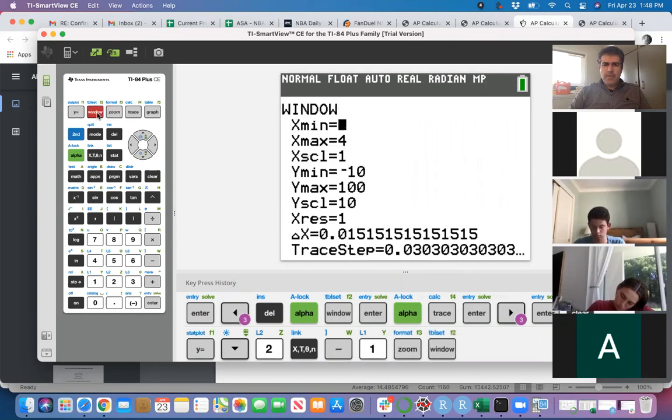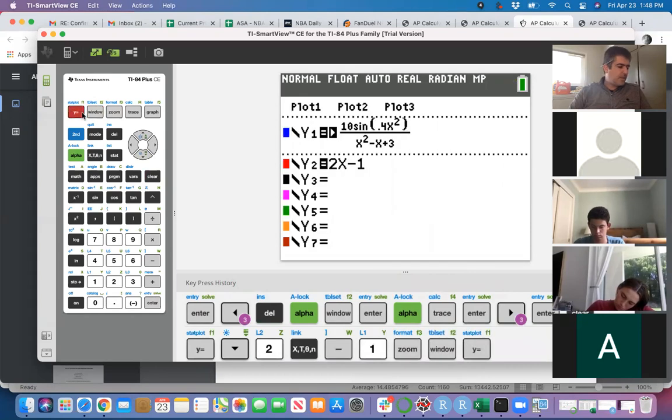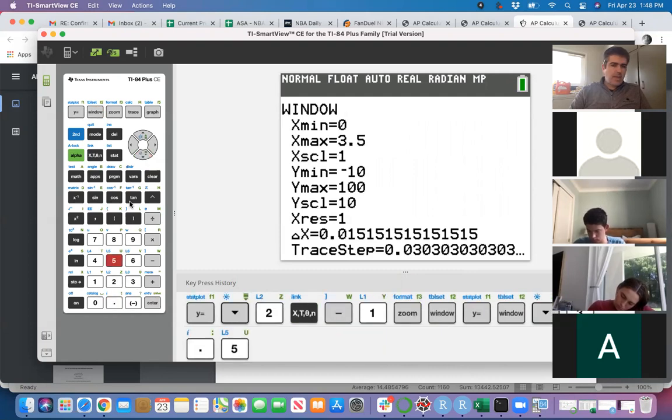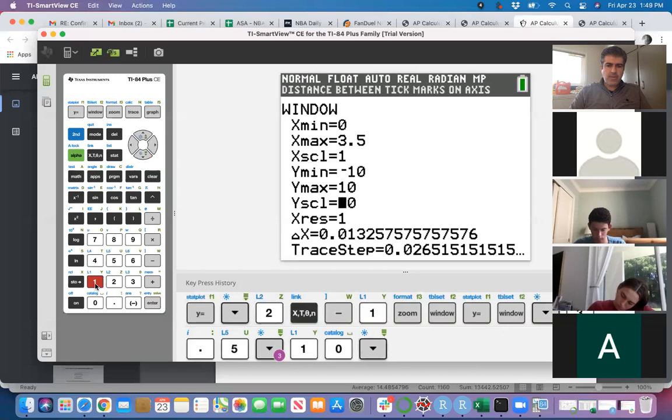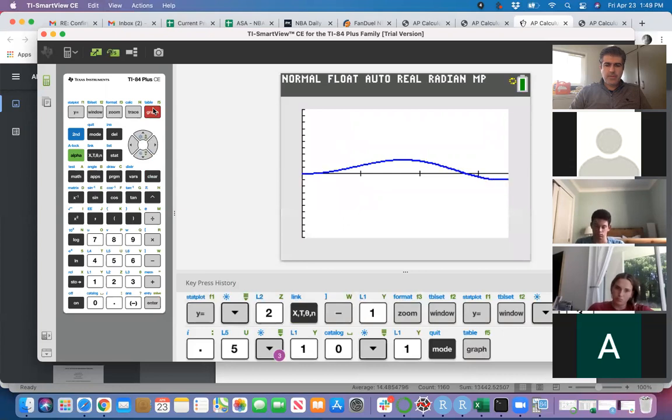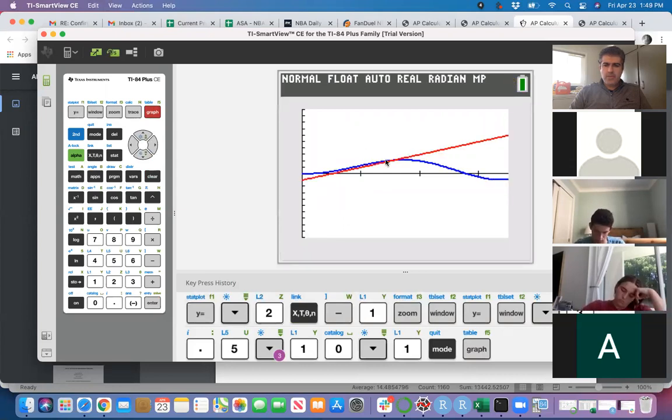And I don't know, they say from 0 to 3.5, so let me change to 3.5. And I don't know if I want to go that high. Maybe 10 is sufficient for y max. If I don't see an intersection, I'll adjust it. Again, make sure you're in radian mode. Okay, so there's the intersection right there.